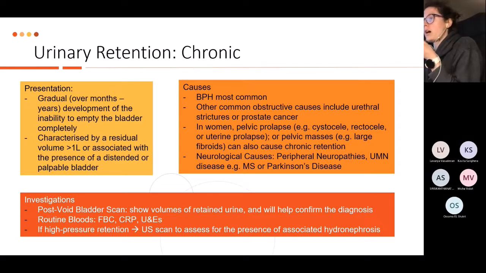It's really important that you do a post-void bladder scan to see if there is any retained urine and how much. Do bloods, you want to look at renal function and infection, and just be wary if there's high pressure retention. This basically means that the filling of urine is causing pressure and backlog up the tubes. It might cause hydronephrosis. That's important to be aware of because you might need to refer on to urology.